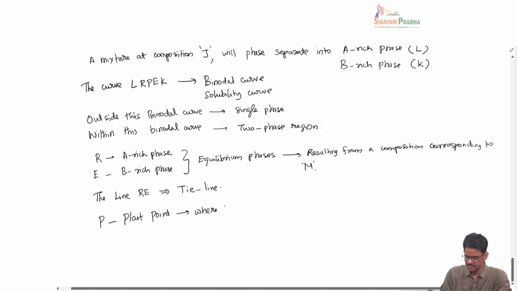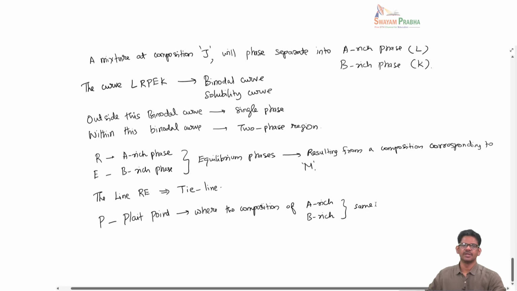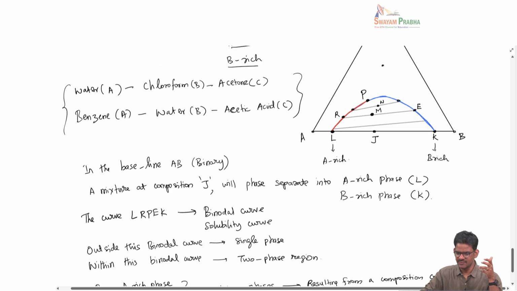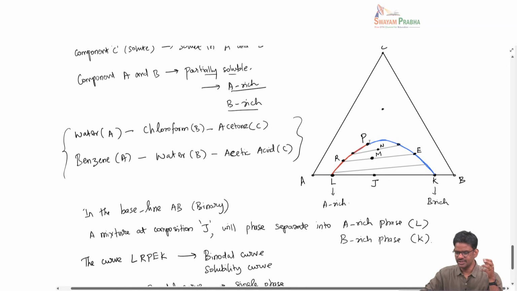Where the composition of A rich and B rich phases are the same. From the distillation parlance, you can think this is like an azeotropic mixture, where both vapor phase and liquid phase will have the same composition of the solute. The same way here, the composition at point P is same for both layers.